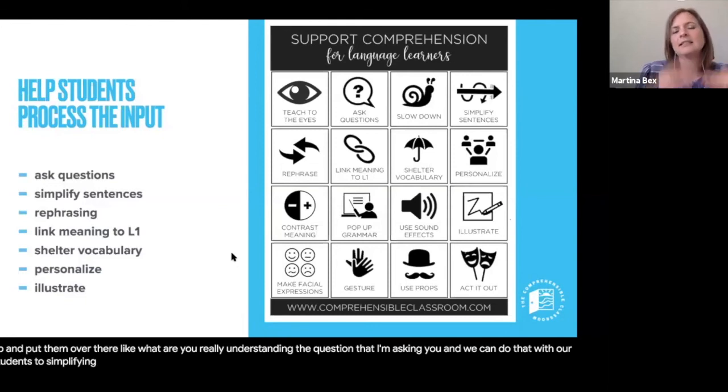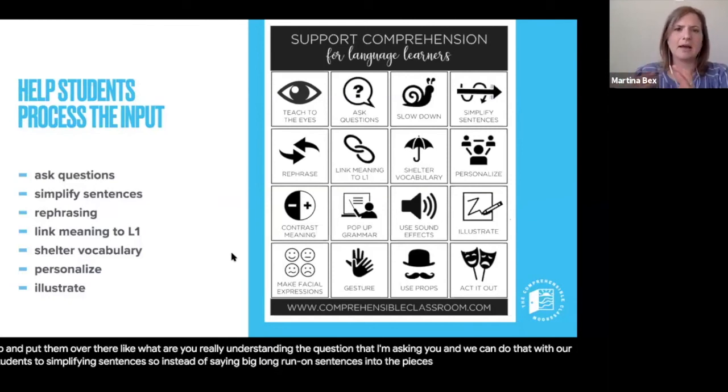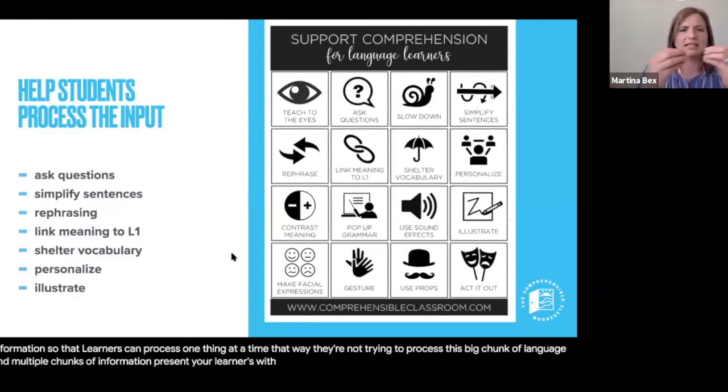Simplifying sentences. So instead of saying big, long run-on sentences, break them down into individual pieces of information so that learners can process one thing at a time. That way they're not trying to process a big chunk of language and multiple chunks of information. Present your learners with one piece of information at a time. And then you can always bring it back together.